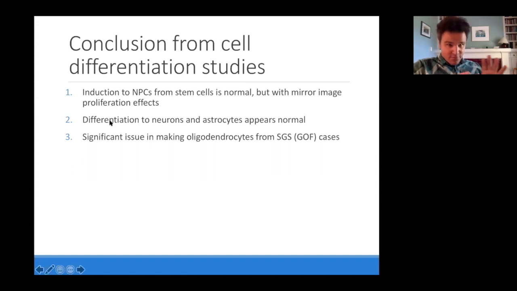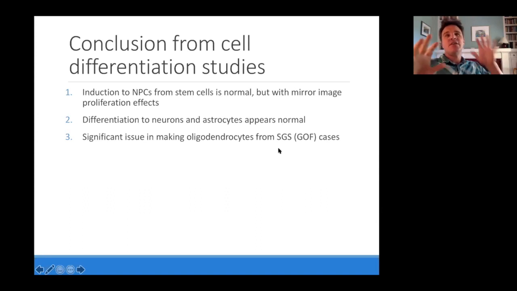When we look at the dose, there doesn't appear to be any problem in making neurons or astrocytes or oligodendrocytes for the SETBP1 deficient patients, but there does seem to be a very major issue in making oligodendrocytes for the increased dosage of SETBP1.